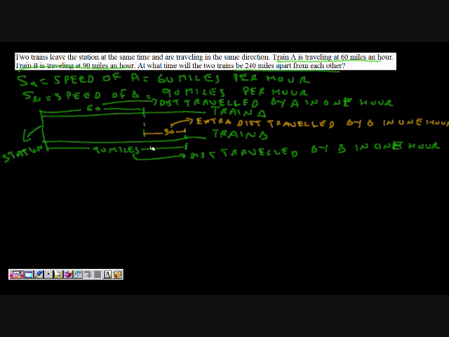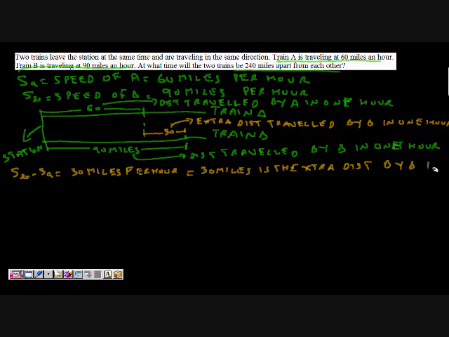So another way to write this is speed of B minus speed of A is equal to 30 miles per hour. And if you are looking at just 1 hour, then 30 miles is the extra distance traveled by B in 1 hour. Okay.